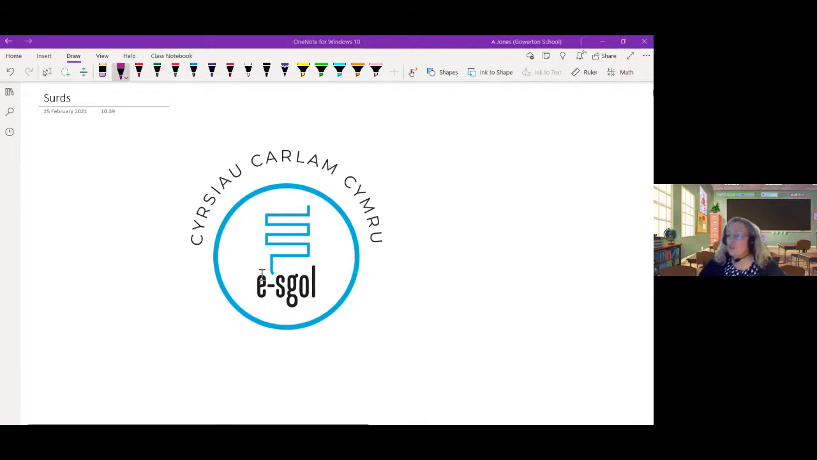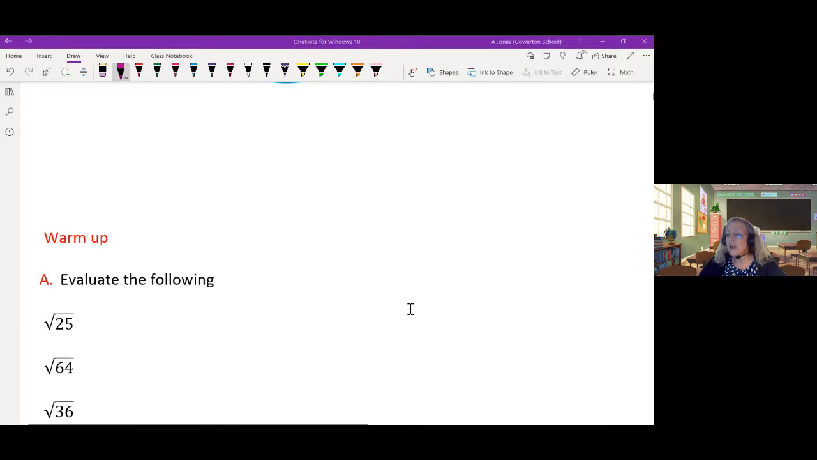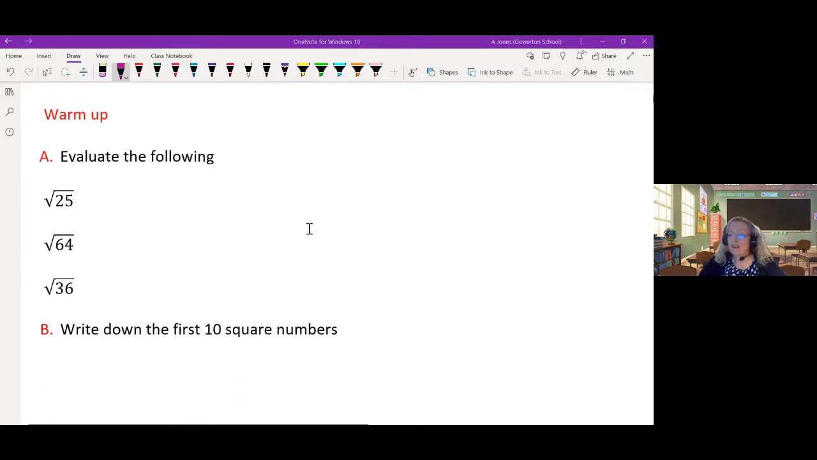Okay, so to start with, we're going to do a quick warm-up and I am going to ask you to evaluate, which means work out the answer to. So can you please work out the answer to these three: the square root of 25, the square root of 64, the square root of 36, and then can you also write down the first 10 square numbers? And I'm just going to give you a very short amount of time to do that.